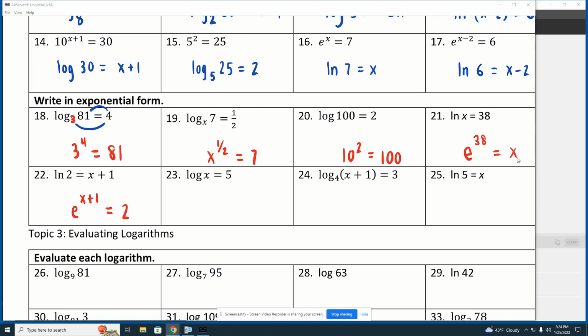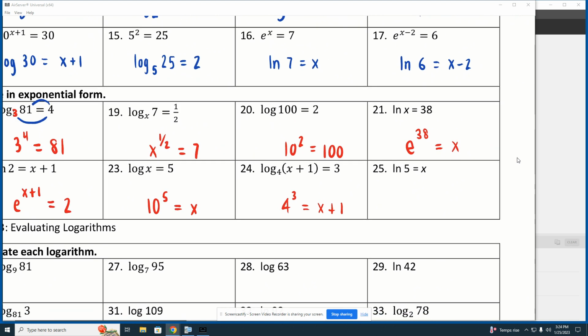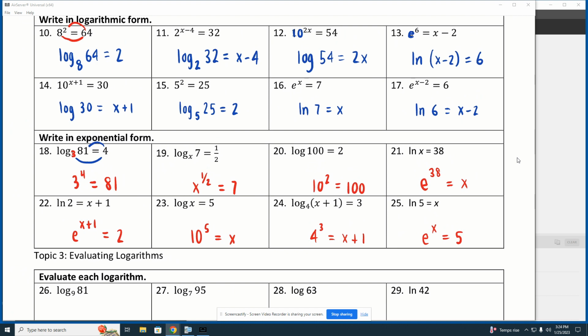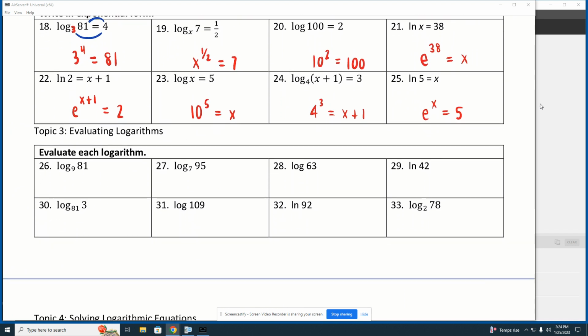Number 23, it's common log. No base drawn there, so we know it's 10 to the 5th power equals x. Number 24 has a base there, so it's 4 to the 3rd power equals x plus 1. And the last one is another natural log, so it's understood base e to the x power equals 5. Again, pretty simple stuff. I hope that you guys recall this. I don't foresee you having any trouble with these kind of problems on the test.